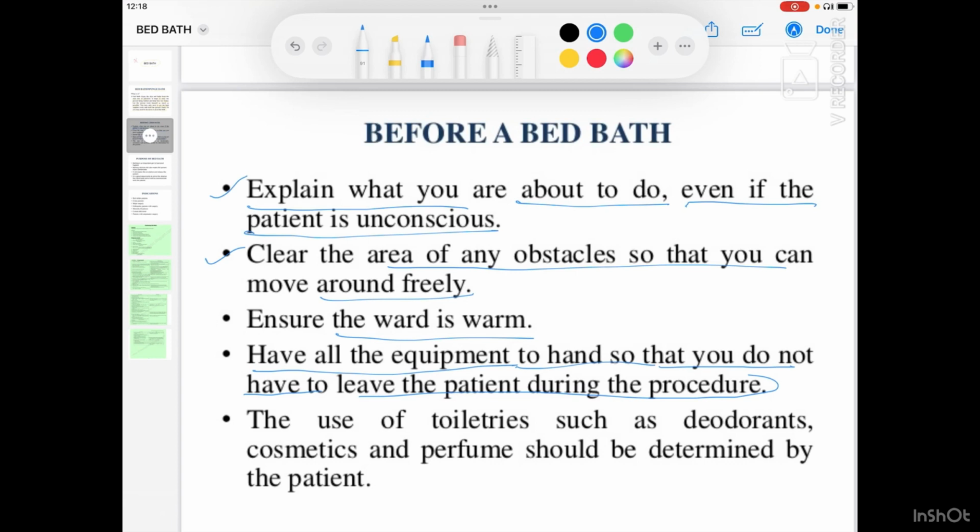The use of toiletries such as deodorant, cosmetics and perfume should be determined by the patient. On the patient side, they have to keep all the things, if there is any talcum powder, whatever perfumes or body lotions they are having, so that the patient side has to be kept.